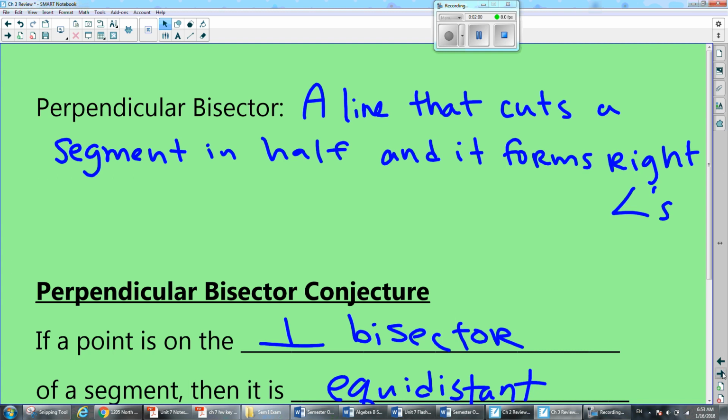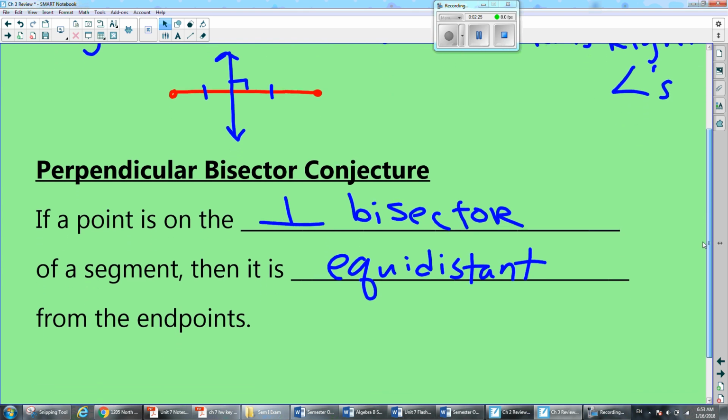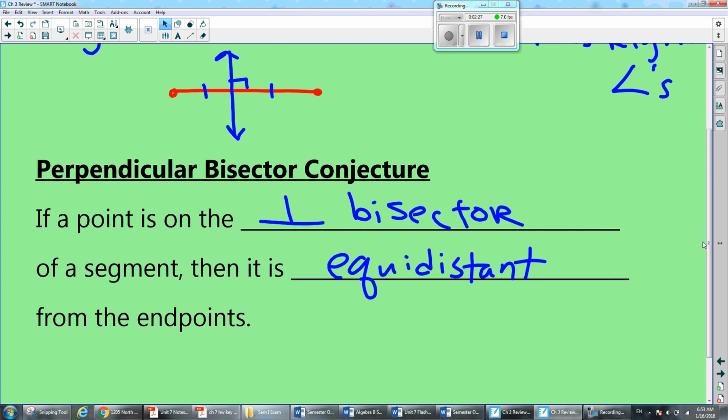Okay, a perpendicular bisector is going to be a line that cuts a segment in half and it forms right angles. So if you want to draw a picture of that, here's my line segment. In blue, here's my perpendicular bisector. Crosses at a right angle, cuts it in half. Those are all the markings you would need to show. Then we have a conjecture. If a point is on the perpendicular bisector of a segment, then it's equidistant from the endpoints.